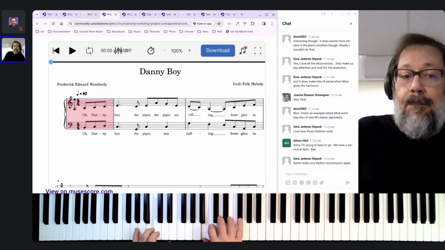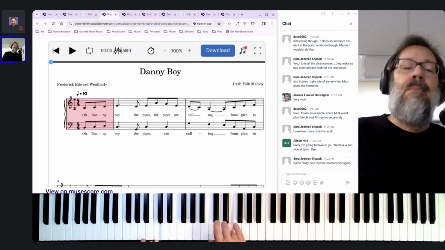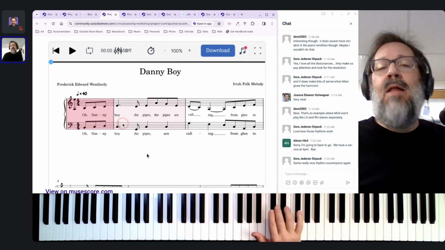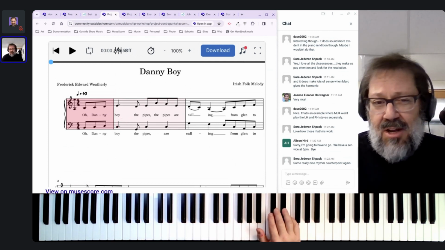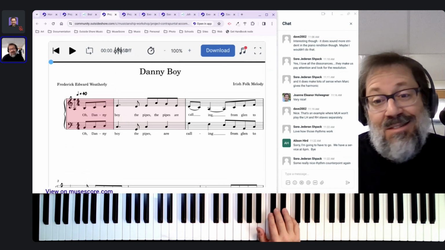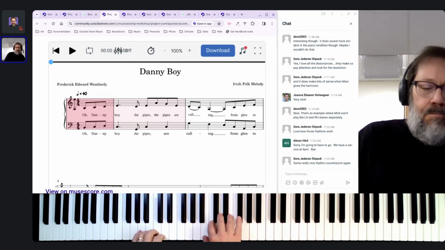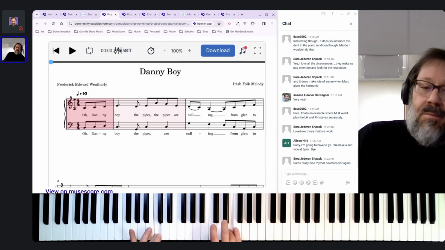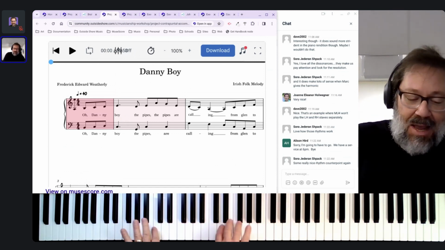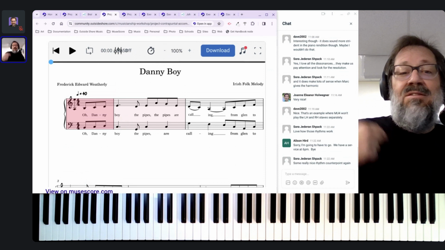So is this parallel octaves, or is that just an interesting texture? I want to say it's just an interesting texture. Right? That's my call. I like it. And then it gets to expand contrary motion and set up the harmony.